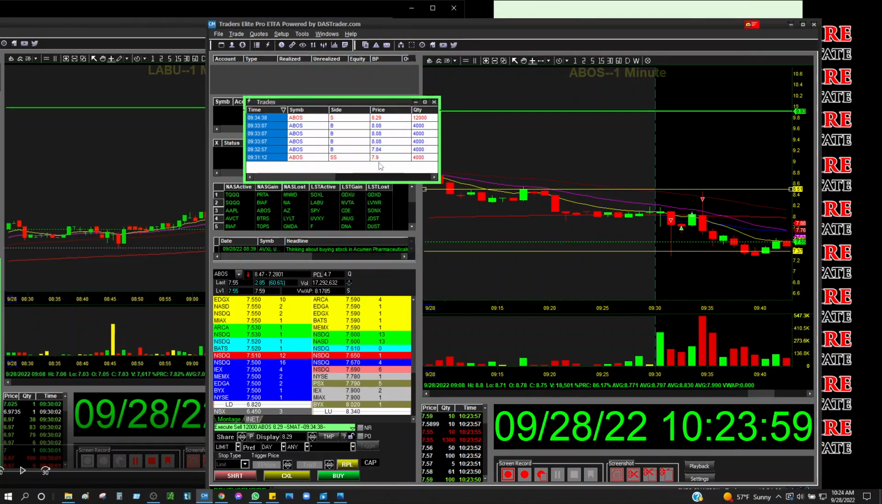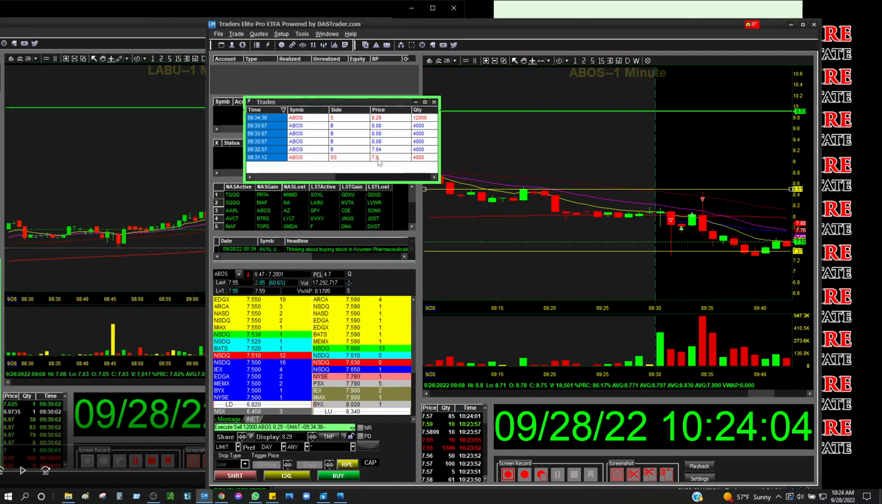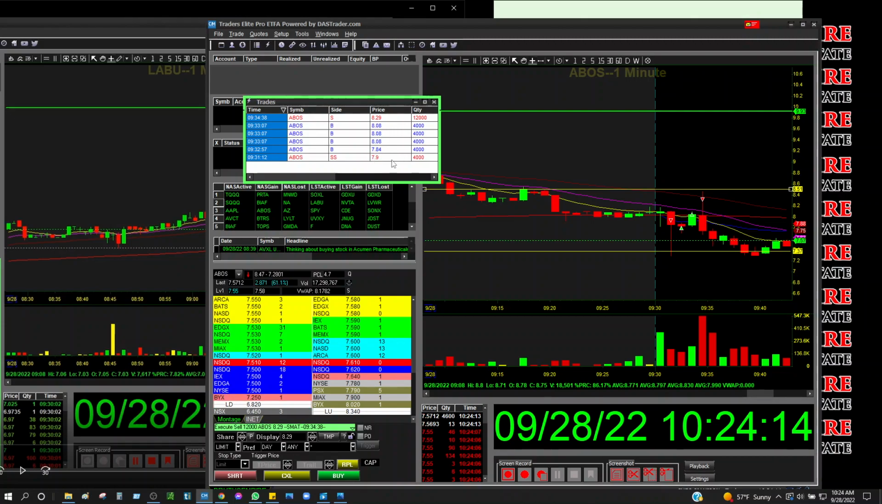Jumped in 7.9, and I shorted it right here. I jumped in at 931.12, and I sold at 932.57, for a small gain. Wasn't even that much, but 14 cents is good, right? It's not so bad because my goal is to take 35, 45 cents every day.